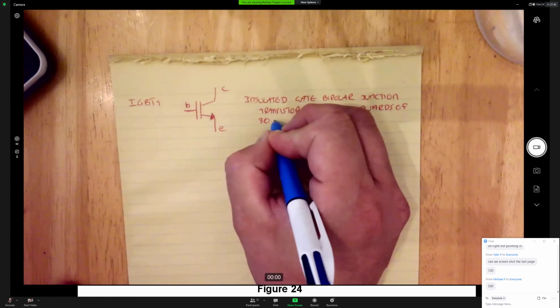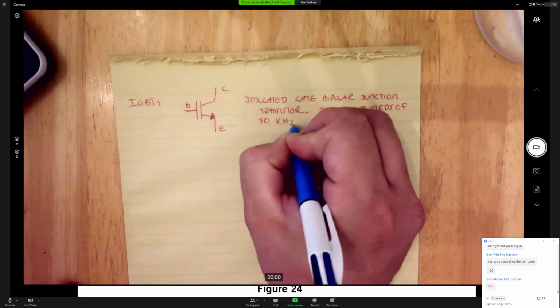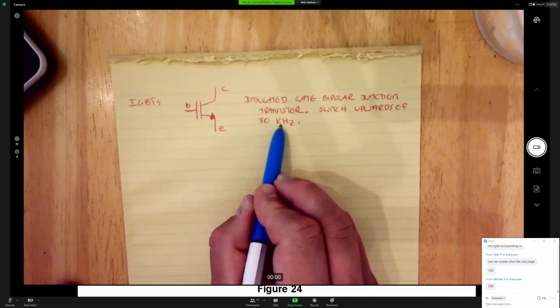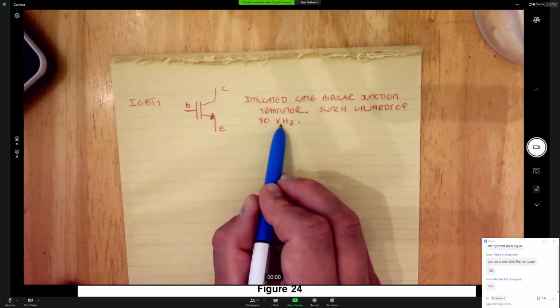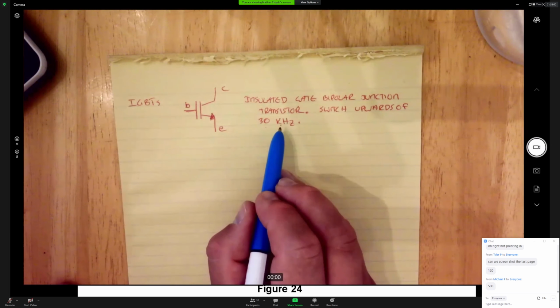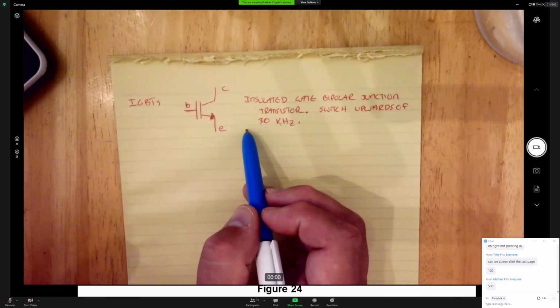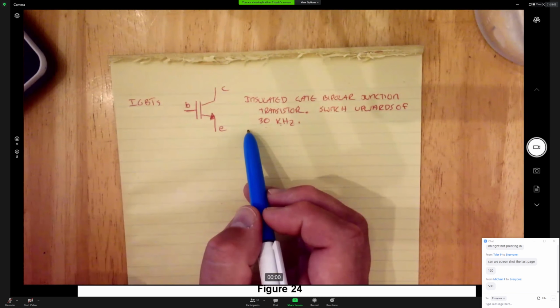Does anybody have a guess as to how fast an IGBT can switch per second? How many times per second do you think this thing can switch? Oh, it's much faster than that, Tyler. Much, much faster. They can switch at a rate of 30 kilohertz, which is 30,000 times a second. Did everybody catch that? They can switch 30,000 times in 1 second. Very, very fast. Your regular bipolar junction transistors can switch up to about 10,000 times a second if you have the control there.